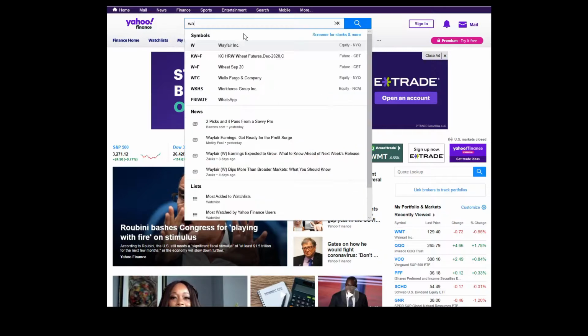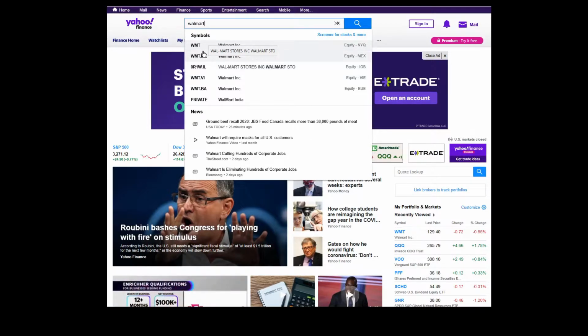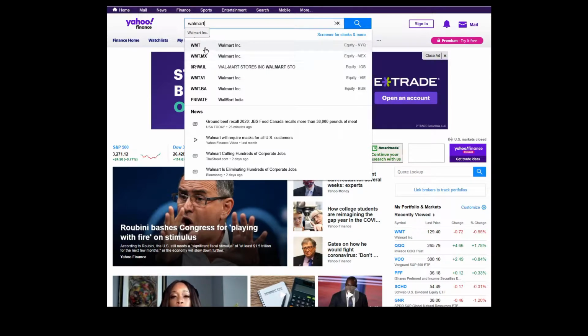So what we could do is type in Walmart, and we see Walmart Incorporated and then WMT here, but then you also notice that we have all kinds of different options. The reason for that is Walmart is listed on several different stock exchanges, so they have different codes for it. You see WMT, WMT.MX, all this other stuff, and over here we have equity and then a bunch of symbols. These symbols are which stock exchange you want to look at it on. We want the American Stock Exchange. You see the NY for New York, and it's also the one that doesn't have a bunch of dots behind it.